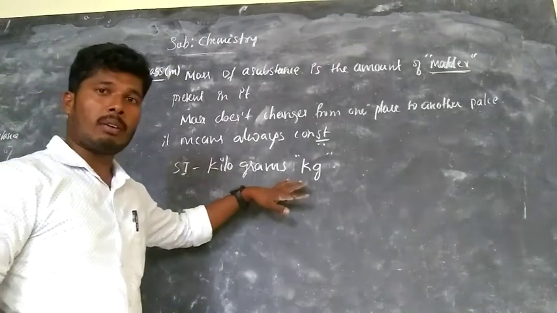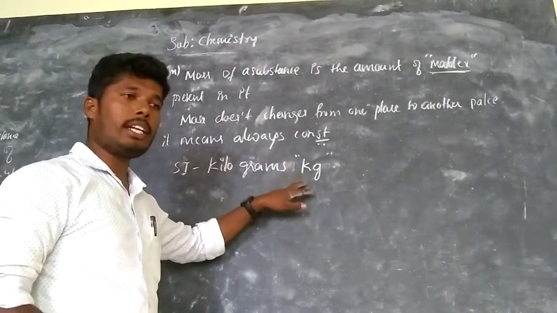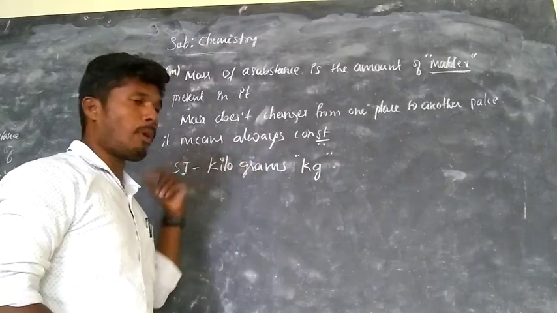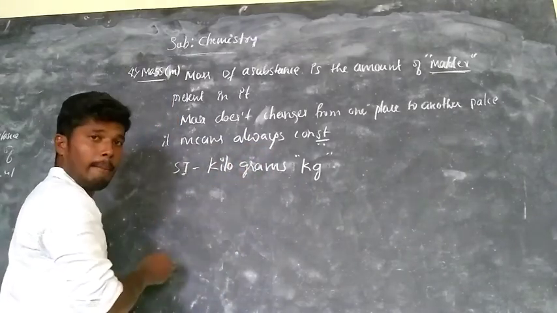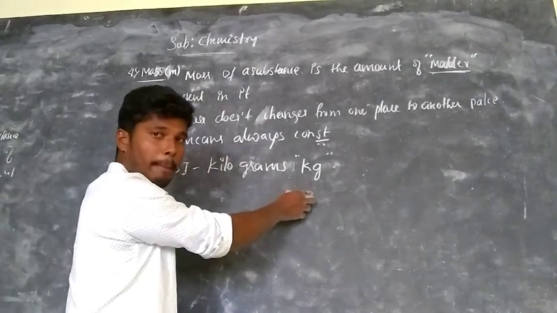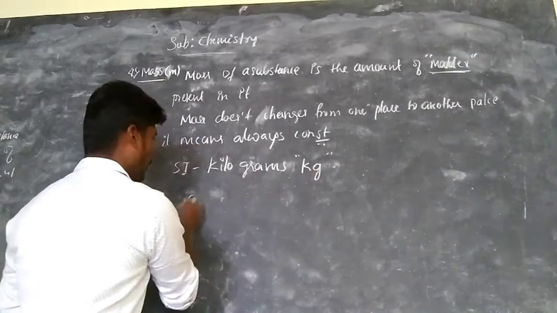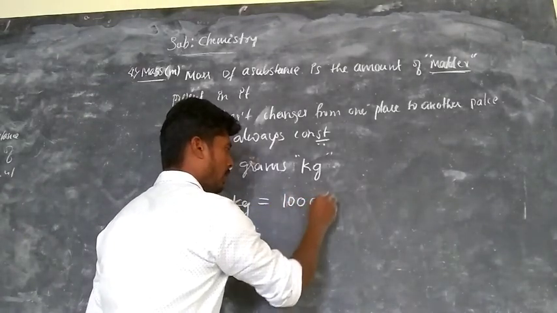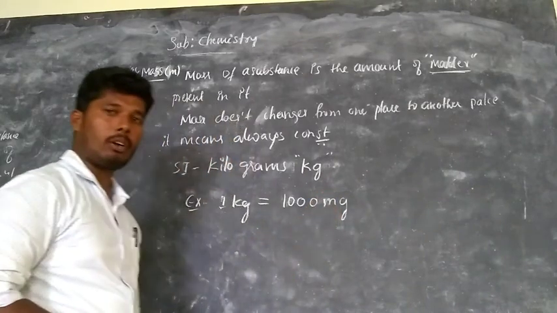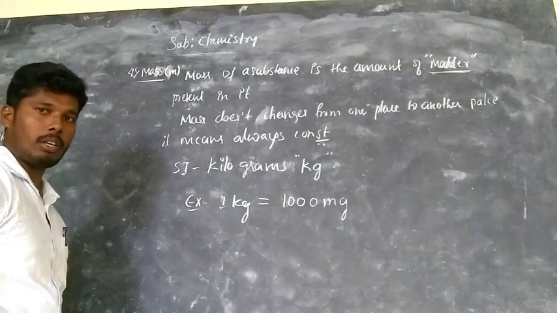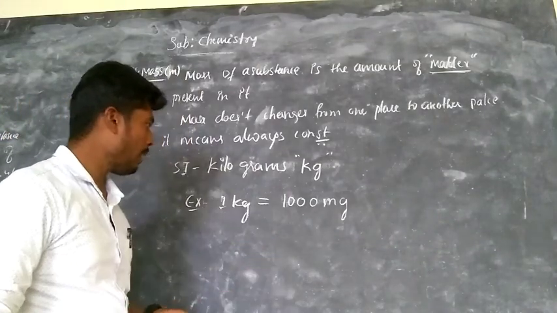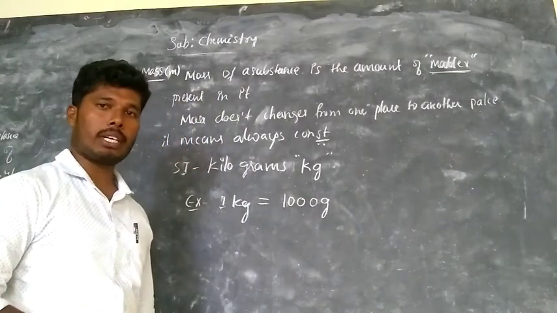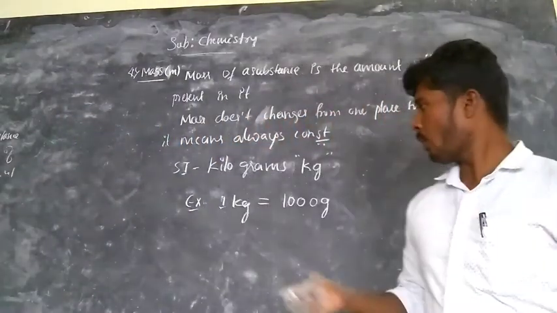Observe, in our chemistry, to do some experiments you have to measure small quantities, so it is necessary to measure weight or mass in smaller units. Hence 1 kilogram should be written as 1000 grams. Sorry, not milligrams, 1000 grams. Therefore, 1 kilogram can be written as 1000 grams. This is the conversion of 1 kilogram to 1000 grams.